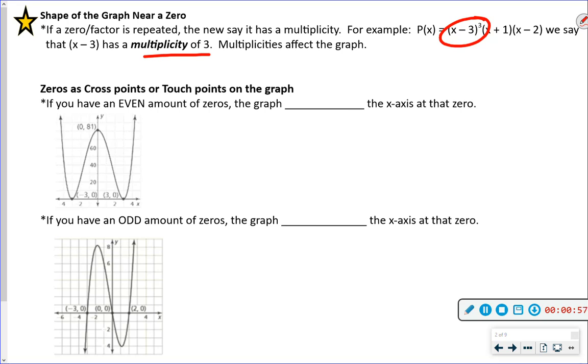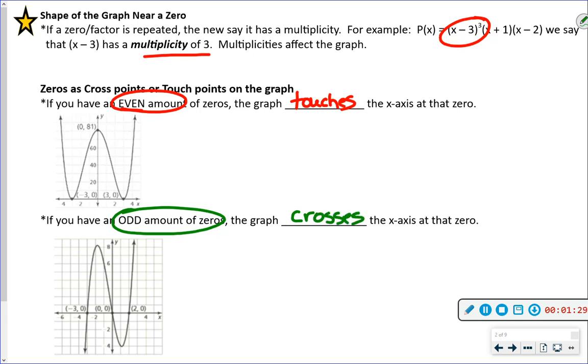So if you have an even amount, so yesterday you saw the pairs. You might see 4 of the same answer. You might see 6 of the same answer. Anytime you have an even amount, that touches the x-axis. So that's going to help me to draw these graphs, of course. If you had an odd amount of zeros, maybe you just have a single 5, or maybe you have 3 7s. Anytime you have an odd amount, it crosses the x-axis at that zero.